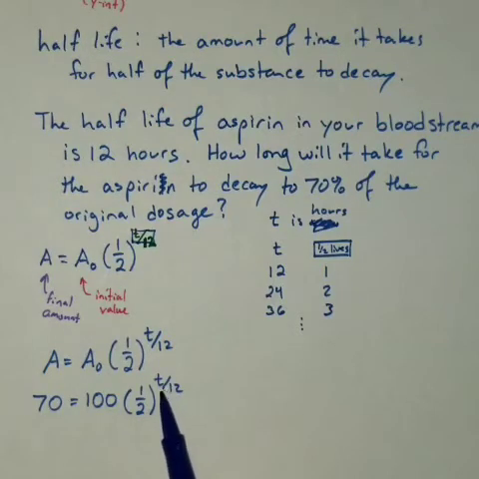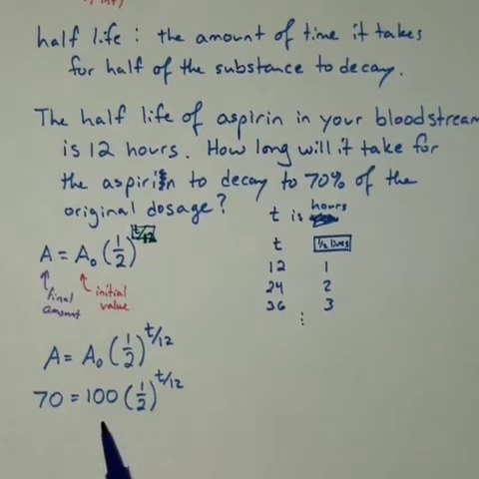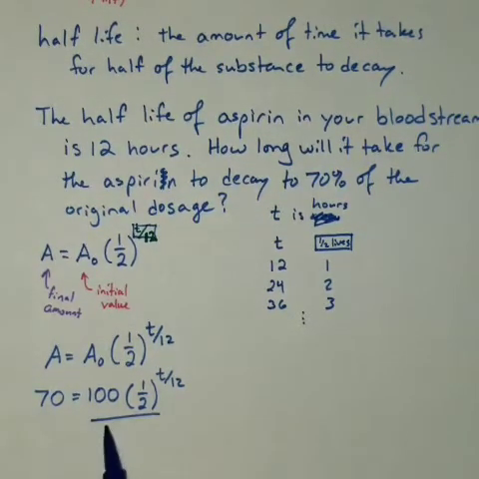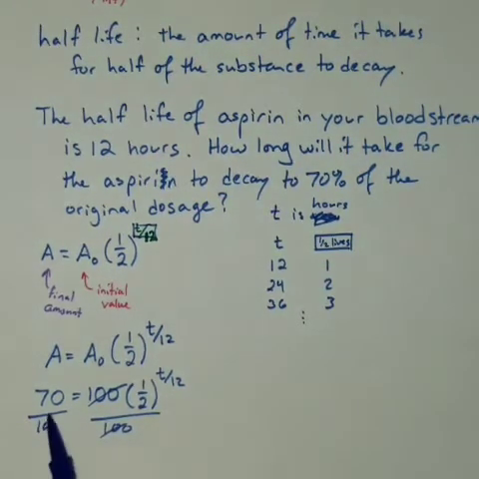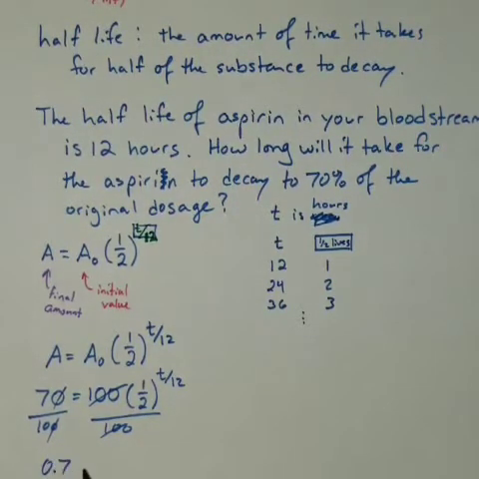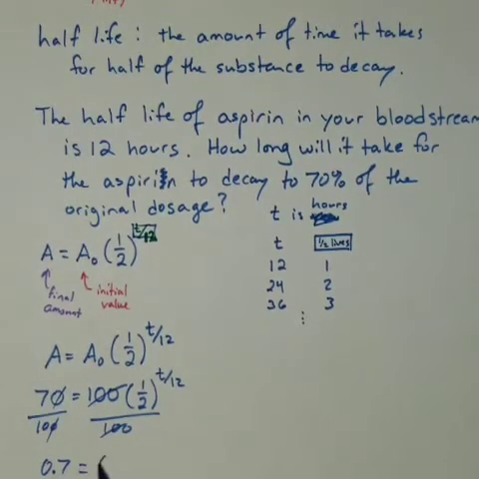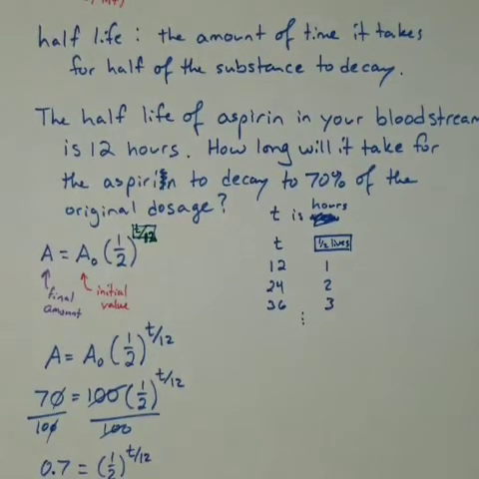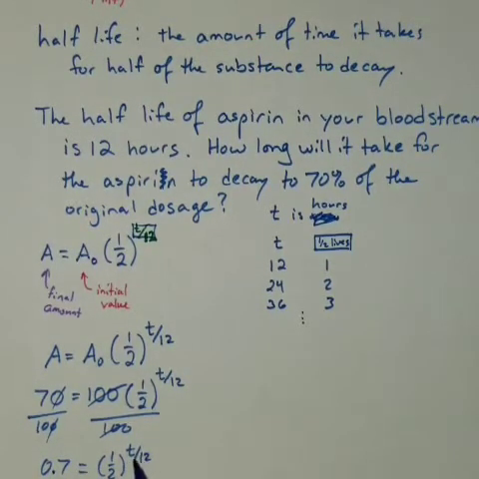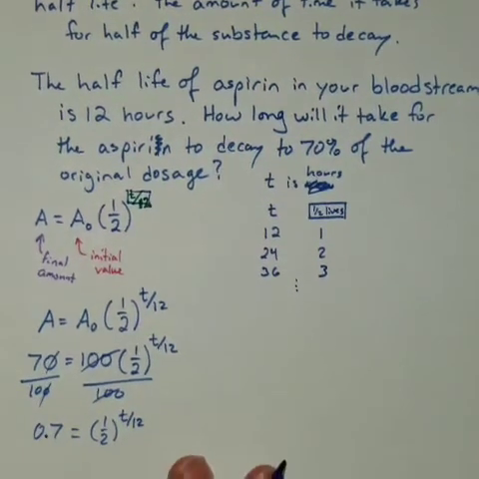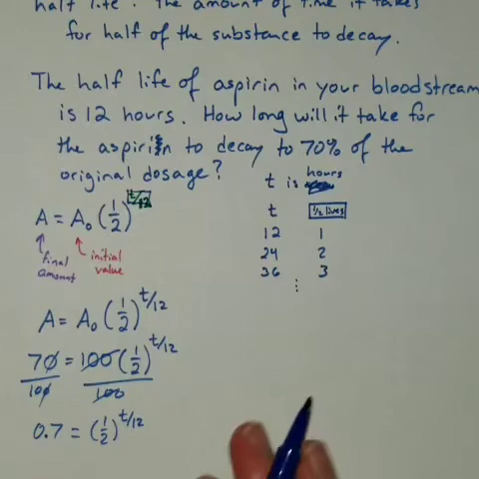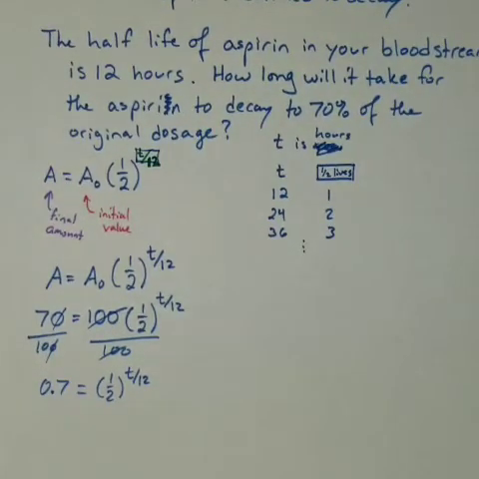Okay, to solve for t, I've got to try to peel away all the numbers surrounding the t, starting with the 100. So I'd want to divide both sides by 100. They cancel on the left. And then 70 over 100 is, of course, 7/10, which is 0.7. So I have 0.7 equals 1/2 to the t over 12 power. Now, how do I solve this? Well, the variable is up in the exponent, and whenever a variable is in an exponent, we have to use a logarithm to solve it.